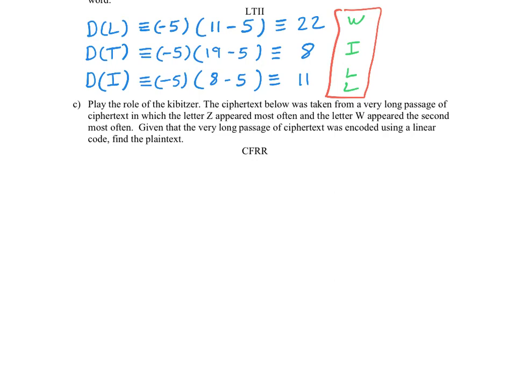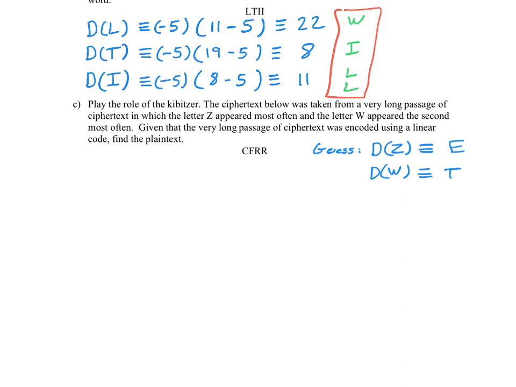The kibitzer has taken this from a long passage of ciphertext, and there's some frequency analysis going on here. The Z appeared most often, while the letter W appeared the second most often. So according to the table that we looked at earlier in the video, a good guess for Z would be that it's the letter E. A good guess for W would be that it would decode to the letter T. Let's write that down. So this gives us a good start at trying to do the decoding of CFRR.